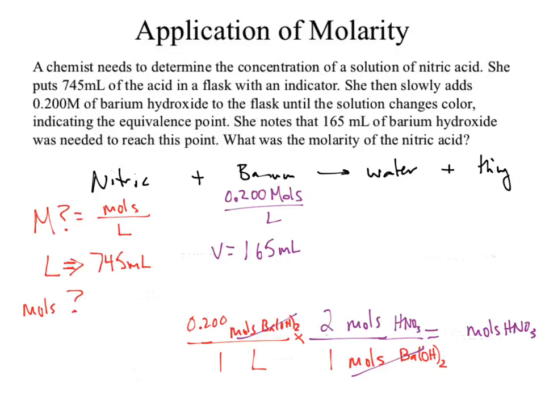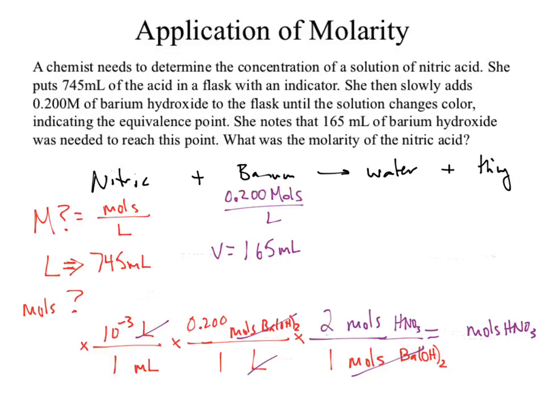I need to get rid of the liter unit. Okay. Am I given the liters of my barium hydroxide? Yes, but not directly. I'm given milliliters. So what do I need to do? Convert liters to milliliters. What is that conversion? Milli is 10 to the negative third. Is 1 milliliter. I know if you want to do a different one, that's fine. Go ahead and do it. That's just what I'm going to show you here.